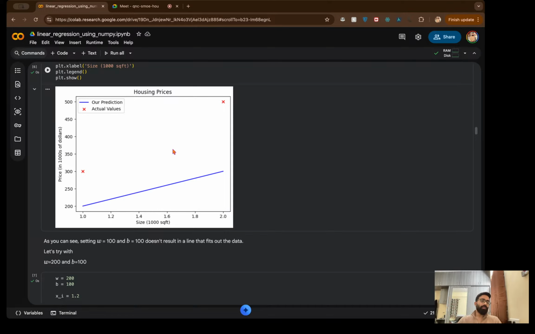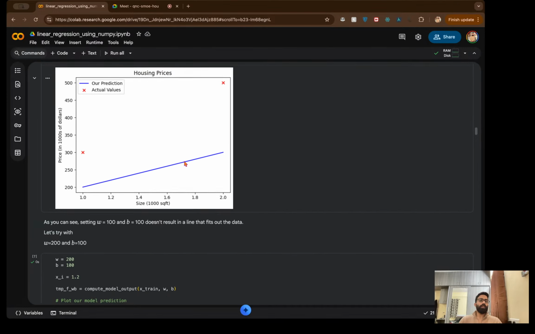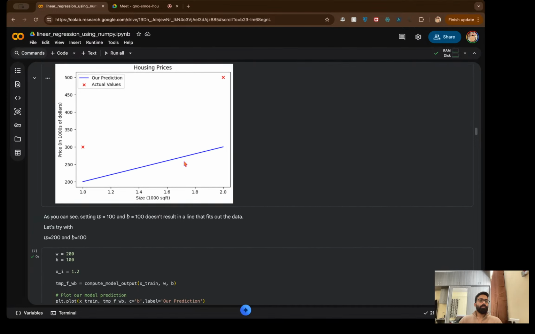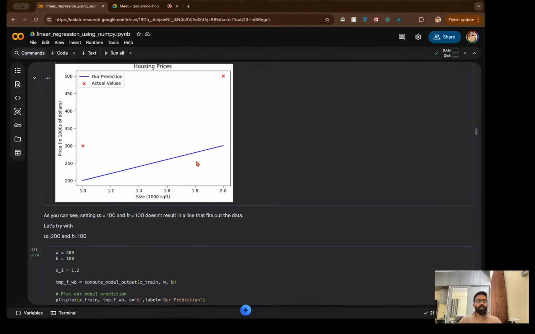Let's say in a real case scenario, it will be millions of data points. How will we determine whether the model is fitting well or not? Through the loss function only. Through the loss function, we'll get to know whether our model is fitting the data points well or not.